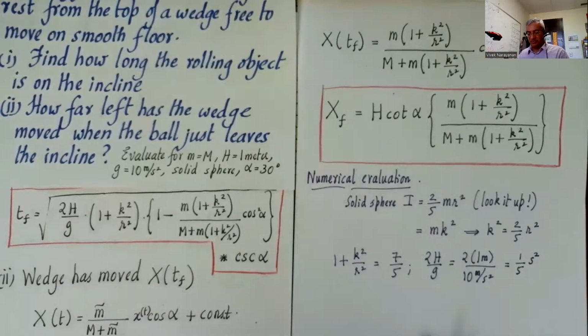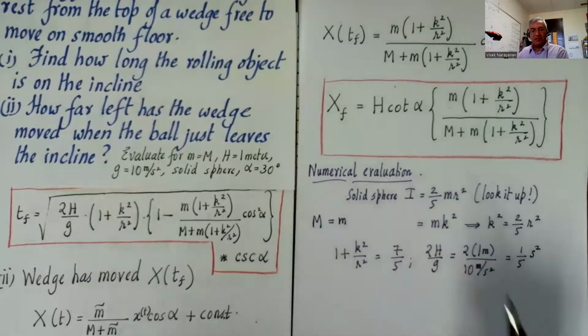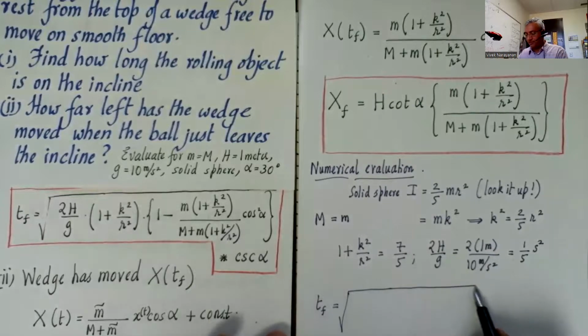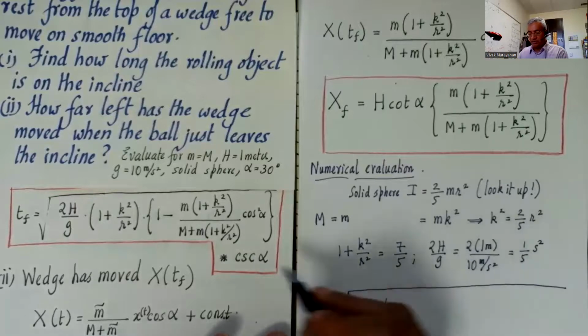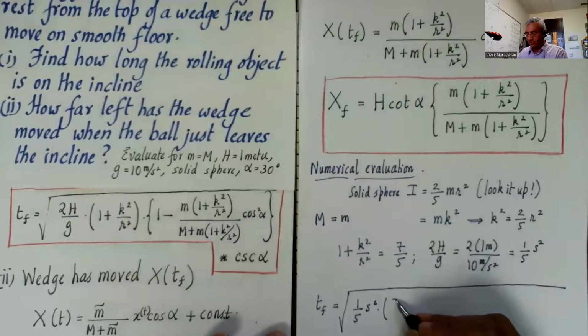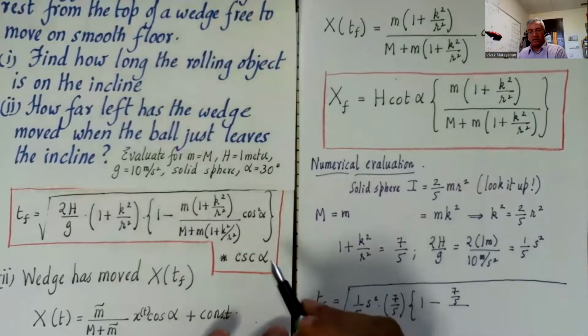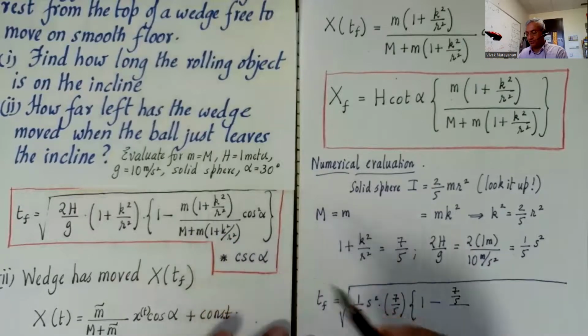Now let us substitute everything in there. Now I've also told you capital M equals little m. Makes our life just a tad simpler. So TF is going to be the square root of 2h over g, which is 1/5 second squared. This thing here, 1 plus k squared over r squared, is 7/5. And that is 1 minus 7/5 over 1, because this little m and capital M cancel out, I get 1 plus 7/5, which is 12/5.